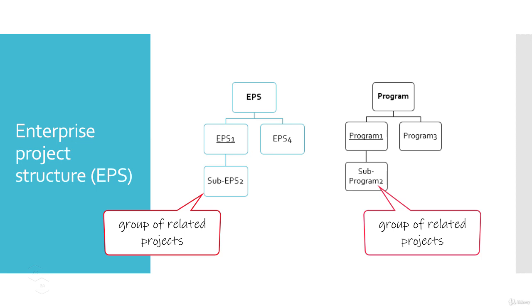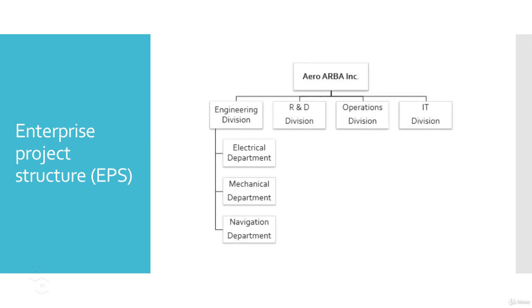Okay, then let's have an example of a large commercial airplane manufacturing company called AeroArba. Remember from our previous lesson that the portfolio stays normally at the top of the hierarchy. So in our example, our company called AeroArba is the portfolio. Now in general, in any airplane manufacturing setup, depending on the type of the work and activities, we can divide and classify the work into many divisions or programs as needed.